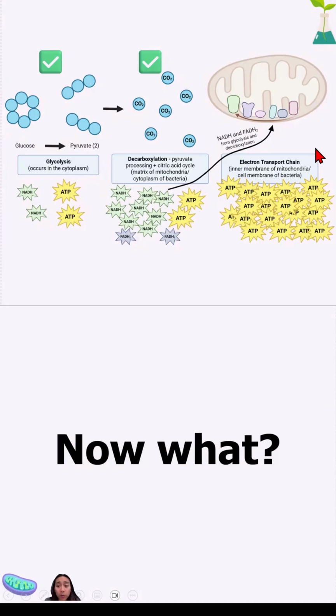Now, in another video, we're going to go over the electron transport chain because it's not over yet. All of these molecules that we produced that are electron carriers are going to go into the electron transport chain to generate even more ATP.